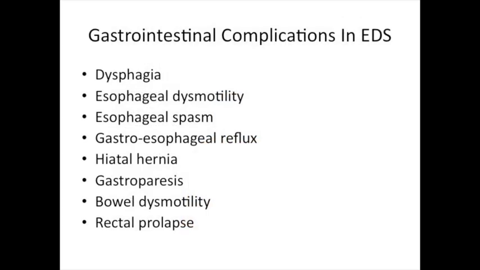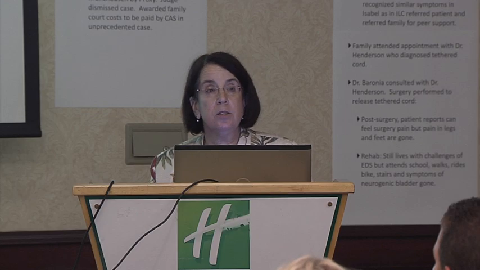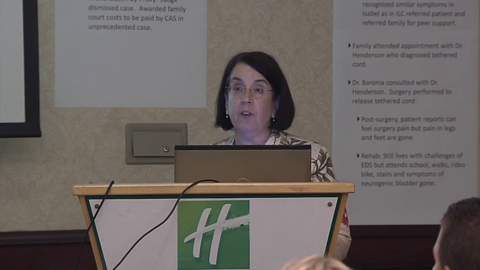Now, the gastrointestinal complications in Ehlers-Danlos syndrome are many, and they run all the way through from the top of the GI tract all the way to the bottom, including dysphagia, esophageal dysmotility, and esophageal spasm, gastroesophageal reflux, hiatal hernia, gastroparesis, bowel dysmotility, and rectal prolapse. And these complications can be very severe.